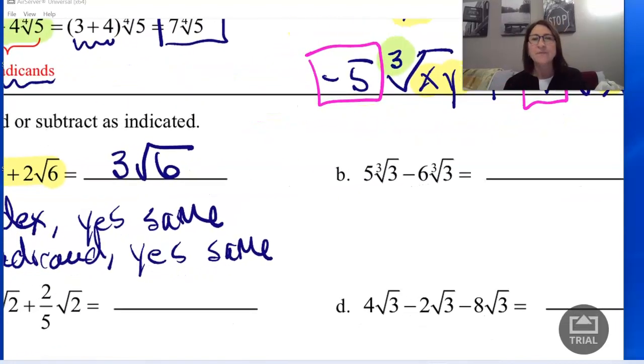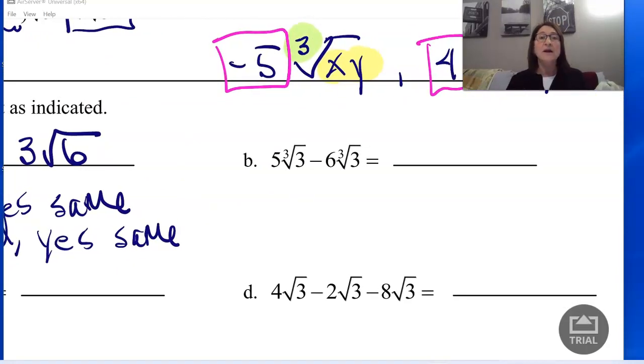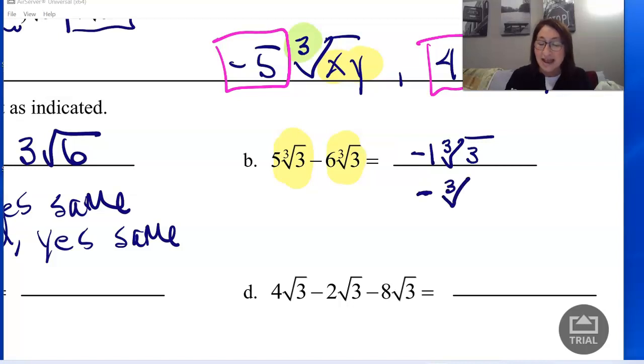So I'll make this a little larger. I can see here that I have like radicals because my index and my radicands are both the same. So now I just subtract 5 minus 6, and that gives me a negative 1 cube root of 3. Well, that's kind of an awkward way to write this. We don't put the 1. So I would really prefer if you wrote it as just negative cube root 3. There we go. All right, let's go ahead and look at C.